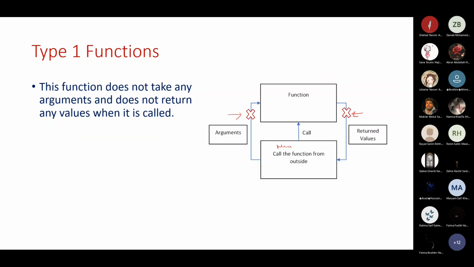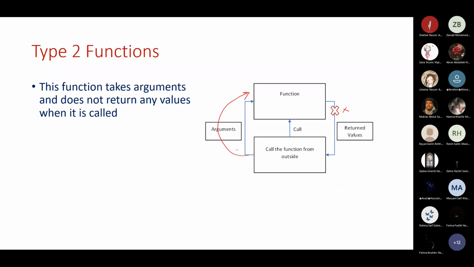Here are the types of the function. No need to go through them. We'll go through them very fast. So the first type is one that doesn't take any argument and doesn't return any values. So it's just like typing something to the screen.